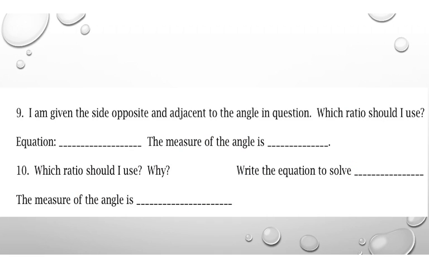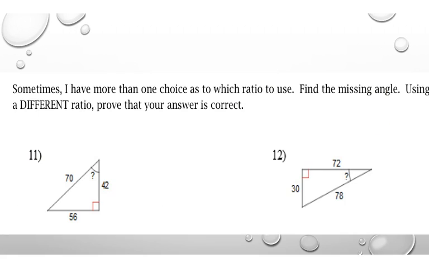Okay, I'm given the side opposite and adjacent to the angle in a question, so which ratio should I use? Opposite and adjacent, that's going to be tangent. Okay, and that's how I figure out number 9. And so number 10, the one up above, the reason why we used sine is because we had opposite over hypotenuse. And so that's how we figure that out. So you need to make sure that you understand which ratio you're supposed to be using.